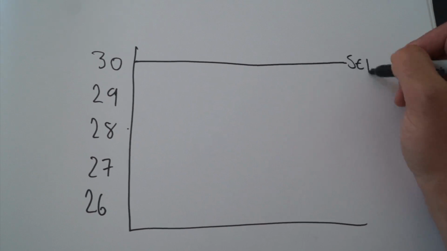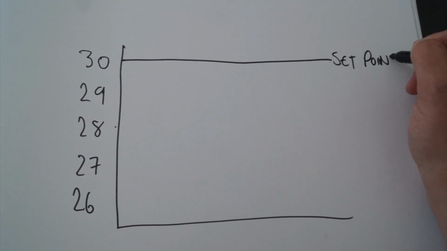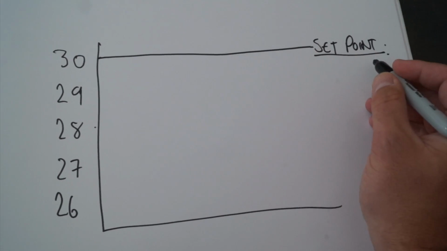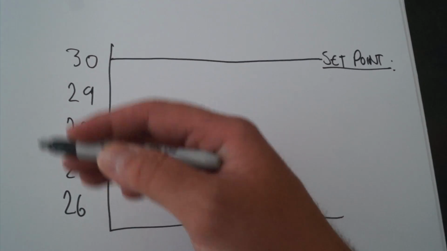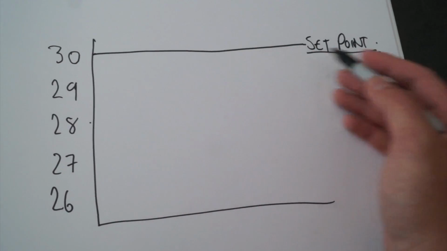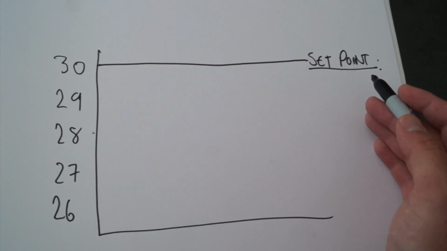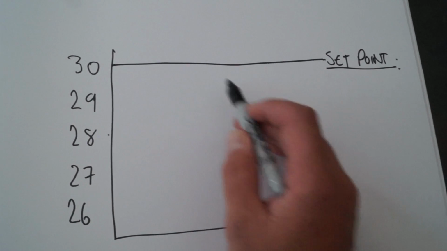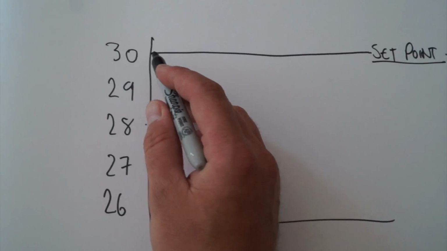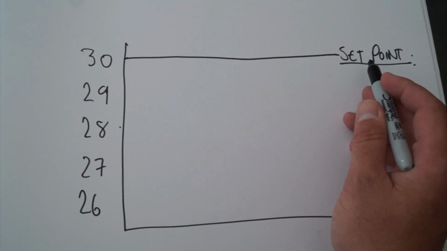You may have heard of something called a set point when it comes to temperature. That's the set point, okay? Whether it's weight loss, if you want to be 10 stone, that's the set point. 30 miles an hour, that's the set point. 21 degrees, that's the set point, okay? And we're going to talk about traveling in a car for the first example. So 30 miles an hour is the set point.